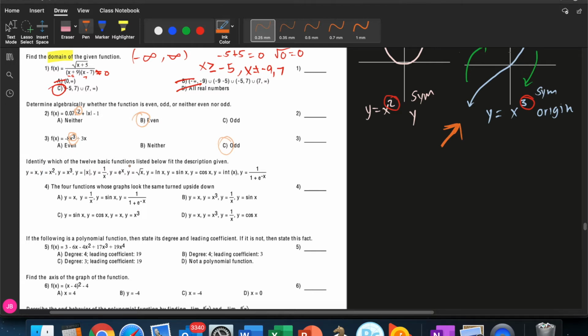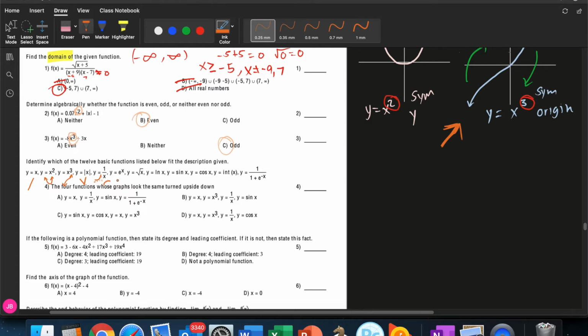Based on the first unit where I had you go over the 12 basic functions, you should have a basic idea of what these functions look like. So y is equal to x is basically a linear equation, straight line. Y is equal to x squared, that's a parabola. Y is equal to x cubed is this line. Y is equal to the absolute value of x, looks like a v. Y is equal to 1 over x is this one, the one with two asymptotes, rational function.